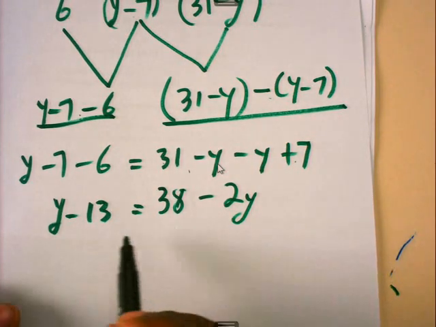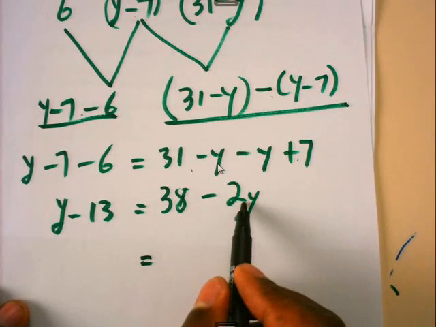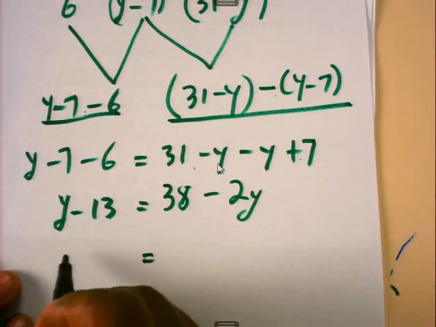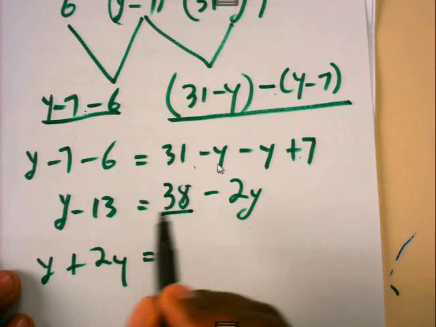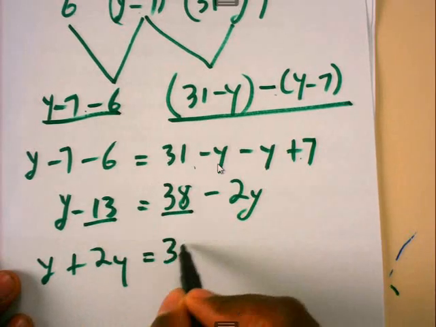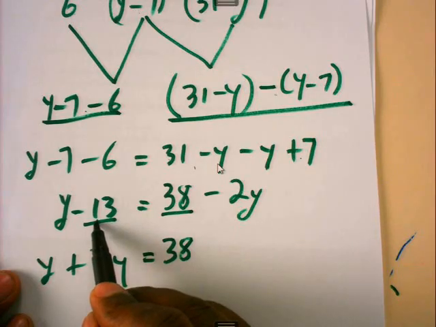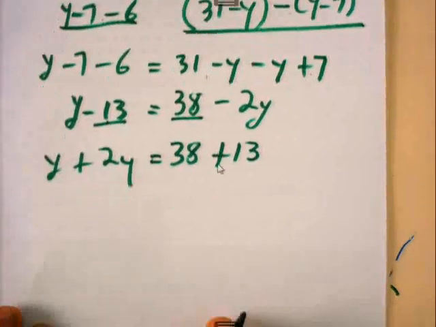Now let's group the like terms. Transpose minus 2y to the left. Now it becomes plus 2y. You've got y plus 2y. On the other side you've got 38 minus 13. Transpose it to the right, plus 13. Let's add the like terms.